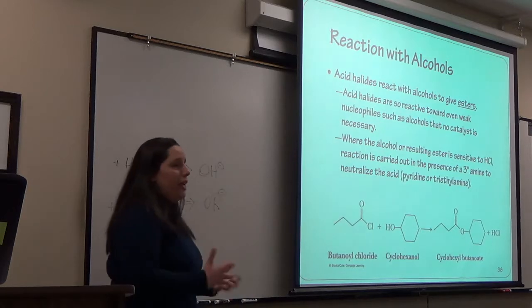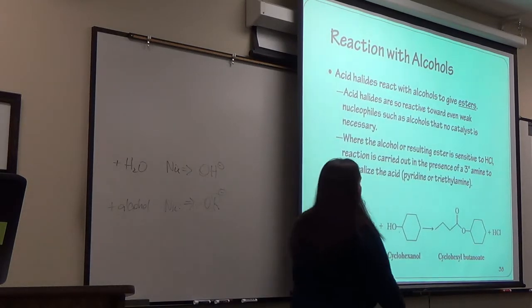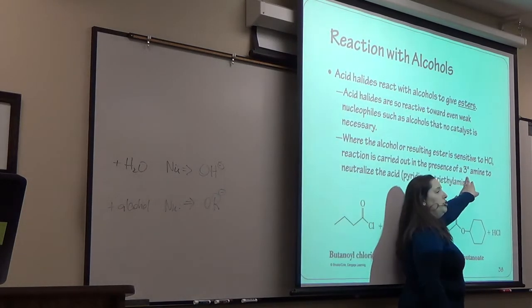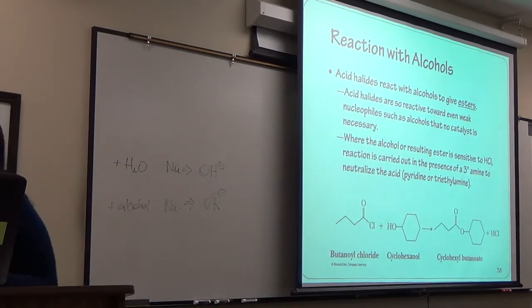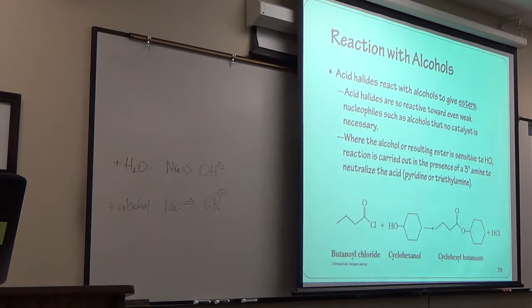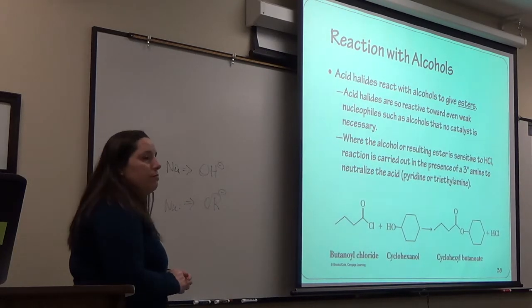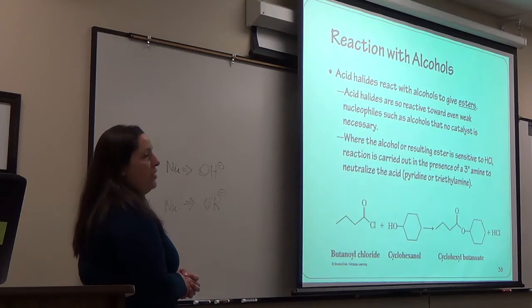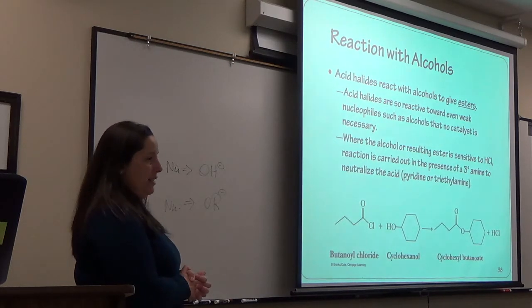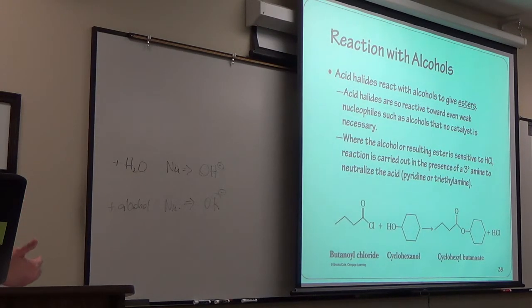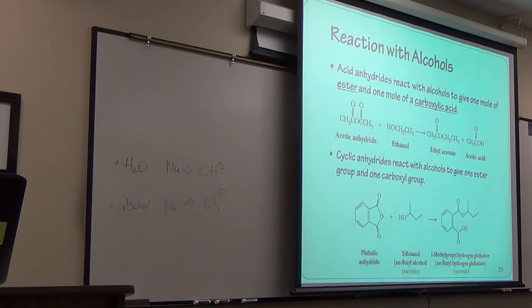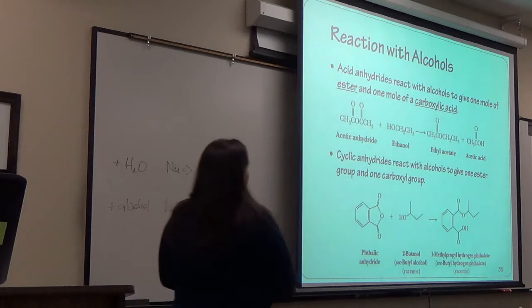So if we think that's going to be the case, we can always add a base, which a tertiary amine is going to be a good candidate. So that's what that statement is telling you. Usually you'll see pyridine or triethylamine in this reaction for that reason, to neutralize the acid that's produced. And so that's really only a concern with the acid chlorides, because that produces HCl. That's not a concern with other reactions, such as with the anhydrides.